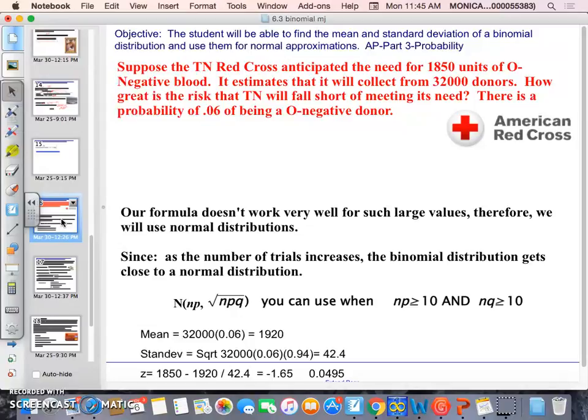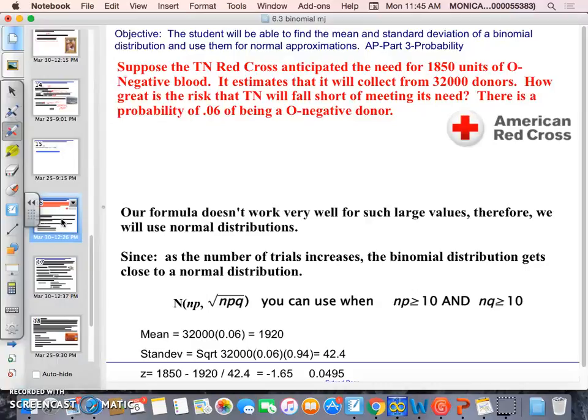So let's look at how we can put all this together. Suppose the Red Cross anticipated the need for 1,850 units of whole blood. And so it's going to estimate that it's going to collect blood from 32,000 donors. There's a probability of 0.06 of you being an O negative donor. So we want to know if Tennessee is going to fall short of meeting its need. Because there's so many values in this, you're going to want to calculate your z-score to figure out if we're going to make it. You can't really use the binomial formula in the calculator that we've been using.